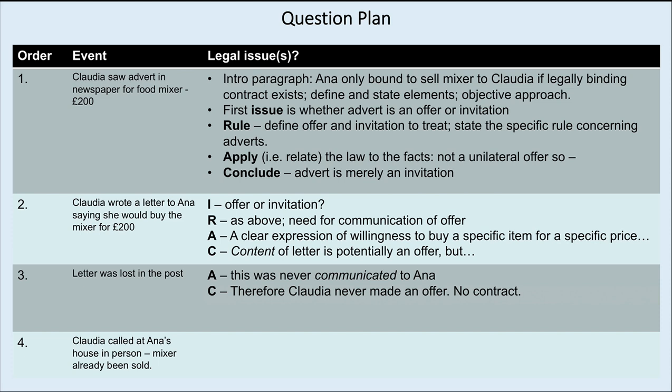Now, at the very final stage, we're told that Claudia called at Anna's house in person, but was informed that the mixer had already been sold. Now, we can't be quite sure of the way in which the conversation developed here, but even if Claudia repeated the content of her letter and told Anna that she was interested in buying the food mixer for the £200 asking price, all that Claudia would be doing here would be making an offer. And Anna's response that she had already sold the mixer to someone else clearly could not amount to the acceptance of any such offer.